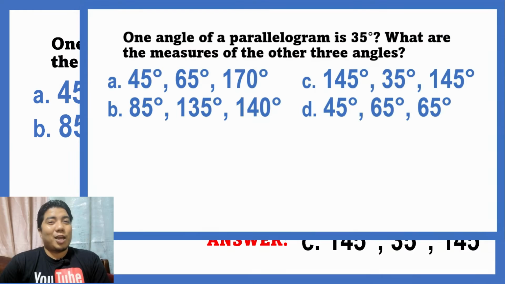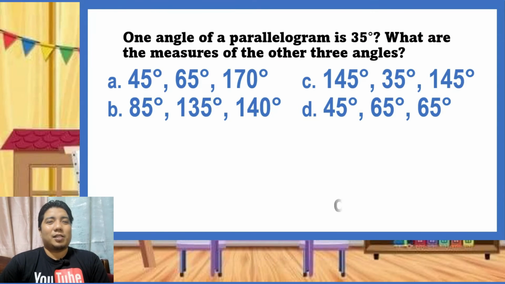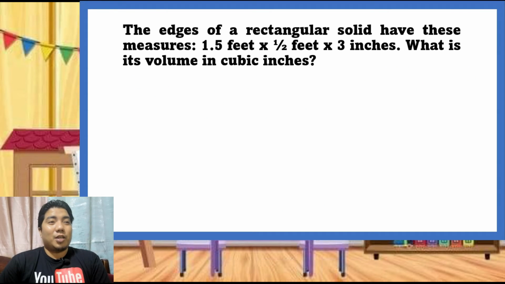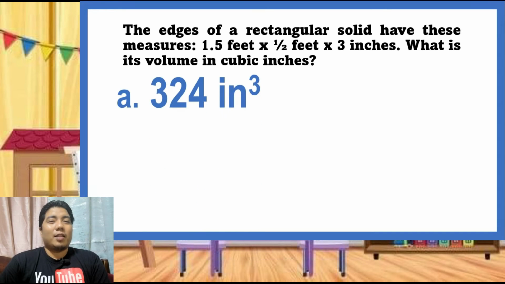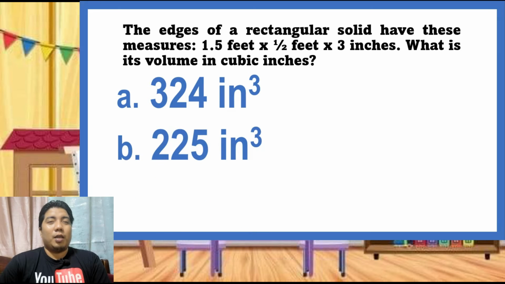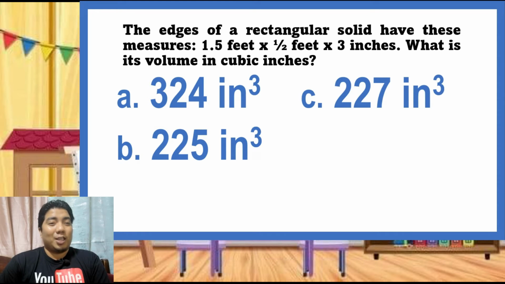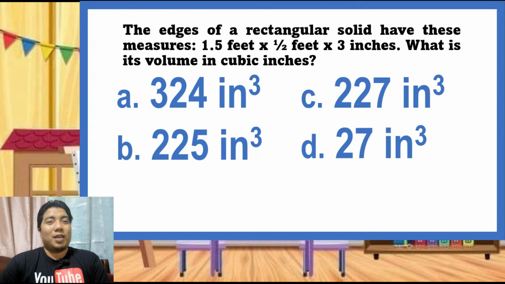Easy, right? Now, let's check whether you are correct. And the correct answer is letter C, 145 degrees, 35 degrees, 145 degrees. Very good. Now, let us go to the next problem. The edges of a rectangular solid have these measures: 1.5 feet by 1/2 feet by 3 inches. Question: what is its volume in cubic inches? Is it A, 324 cubic inches, B, 225 cubic inches, C, 227 cubic inches, or letter D, 27 cubic inches?